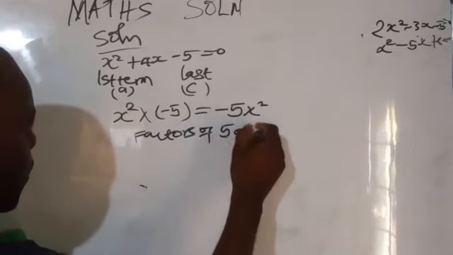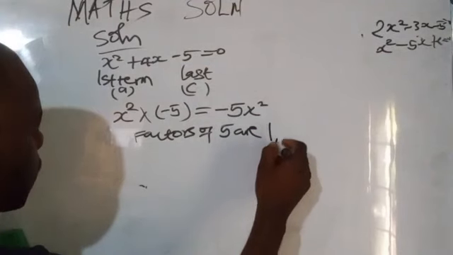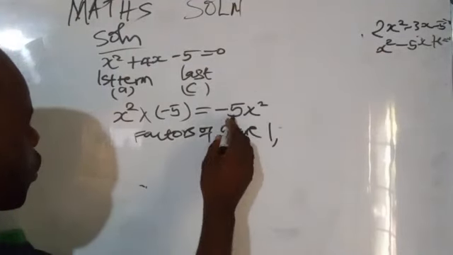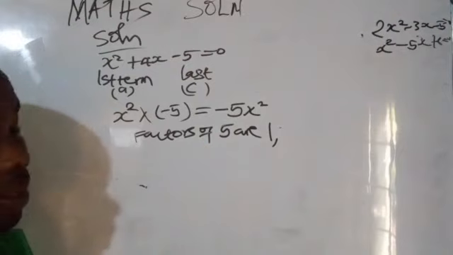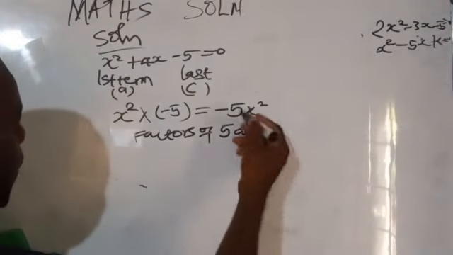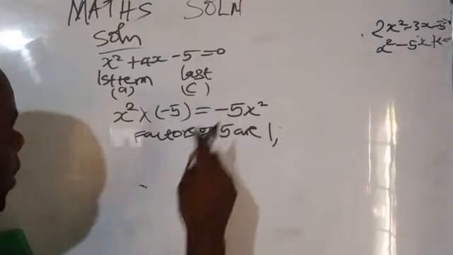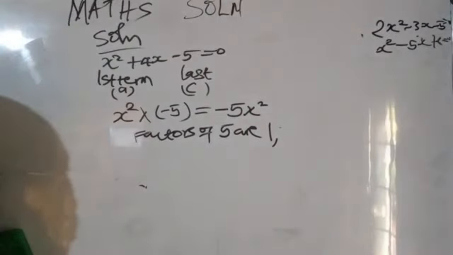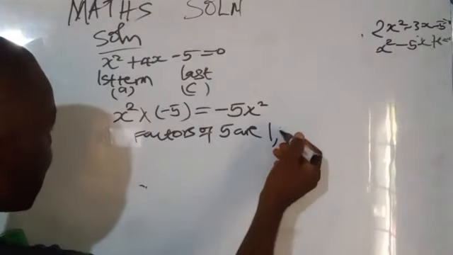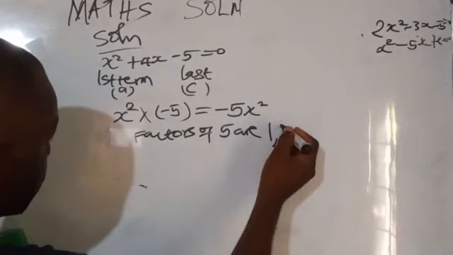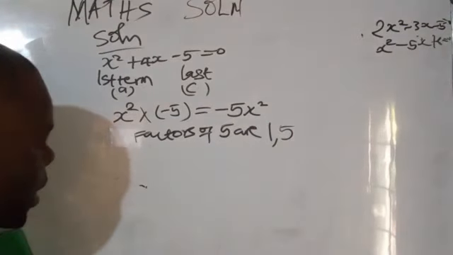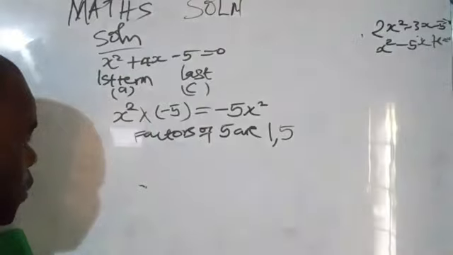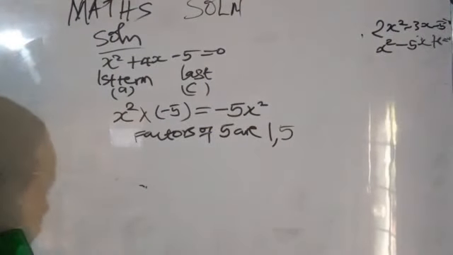are 1. Can 2 divide 5 without remainder? No. Can 3 divide 5 without remainder? No. 5 is actually a prime number. No other number can divide it except 1 and 5 itself. Is that clear now? These are the two factors of 5.